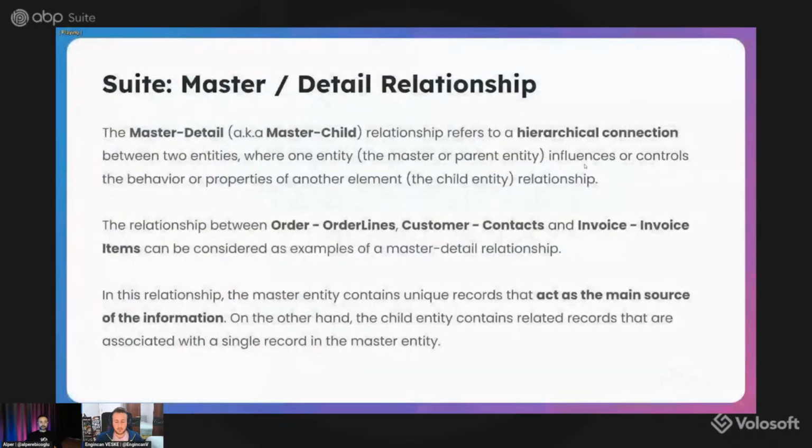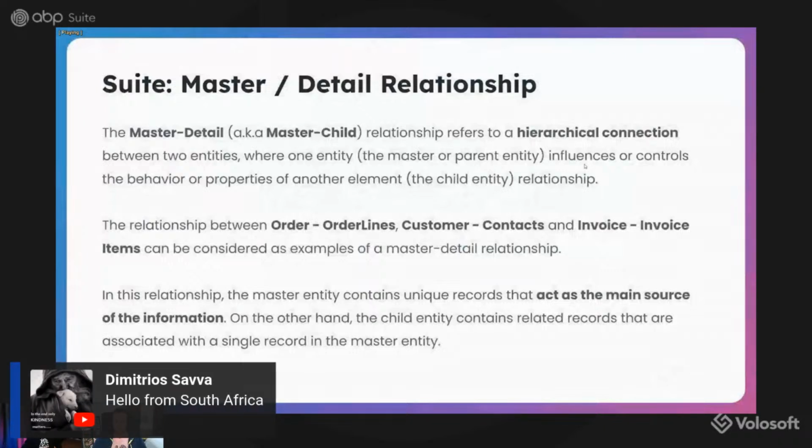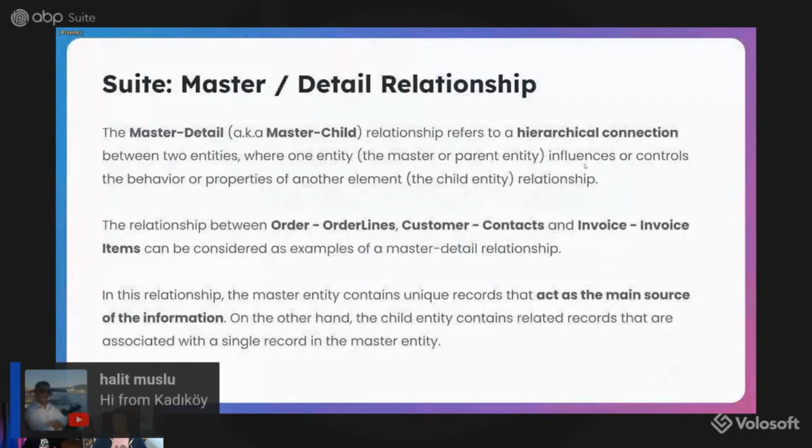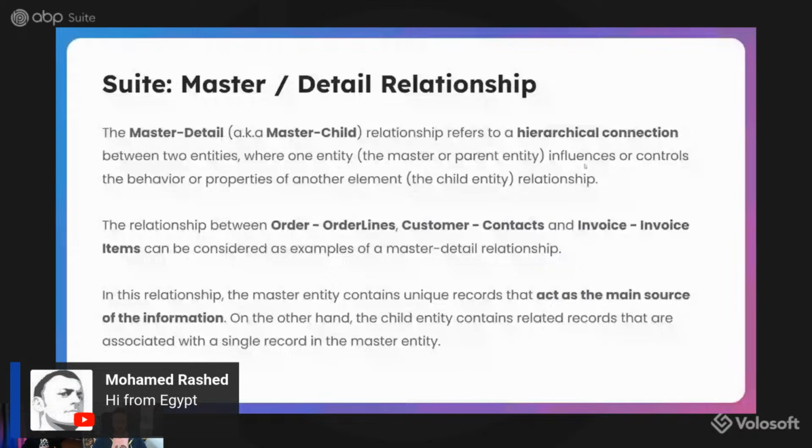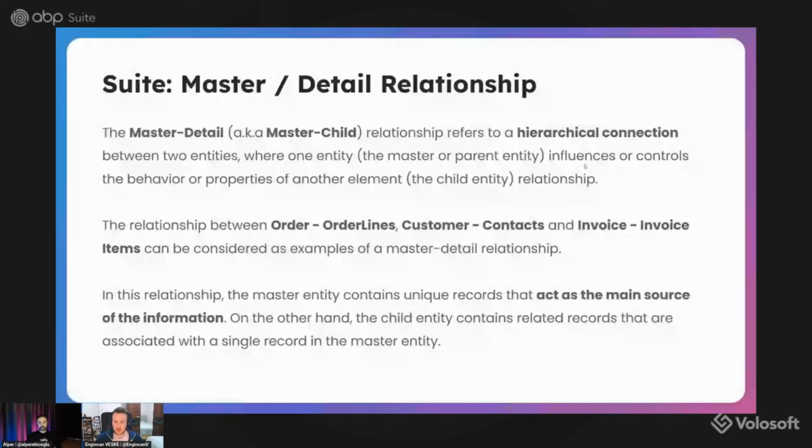The master-detail or the master-child relationship actually refers to a hierarchical connection between two entities. In this kind of relationship, you typically have a master entity which acts as the main source of the information, and the child entity is like a detail. It contains the details of the master entity. Order to order lines or invoice to invoice items can be considered as master-detail relationships. And today in this demo, I will show you two master-detail relationships, order to order lines and customer to contacts and addresses.